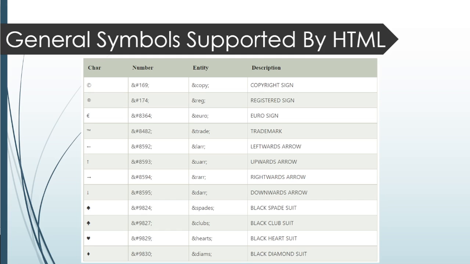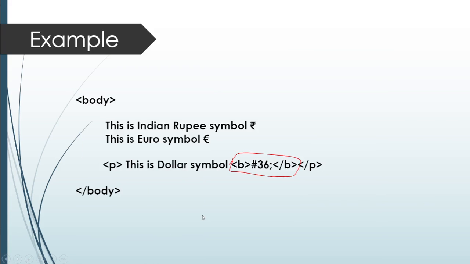Next are some general symbols supported by HTML5. For example, as I have told you, if I want to use this copyright sign, I will use its number or its entity as it is. For example, if you want to use this black spade suit, you can use its number or its entity.